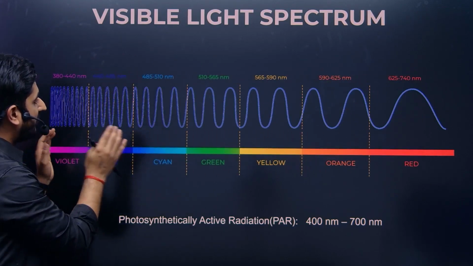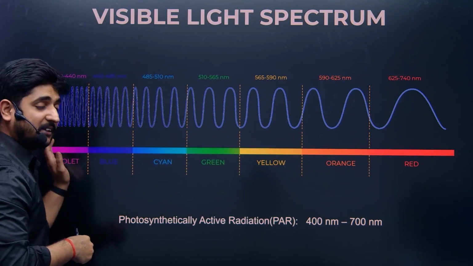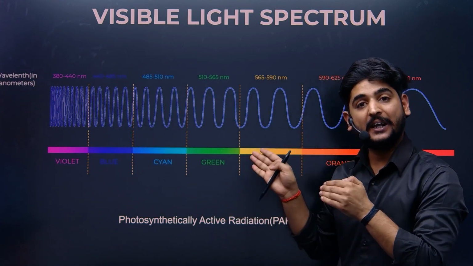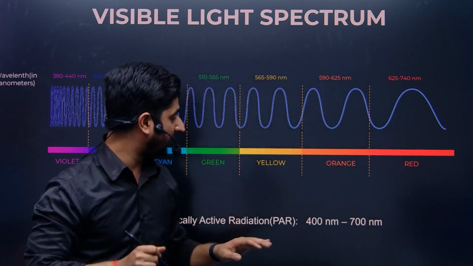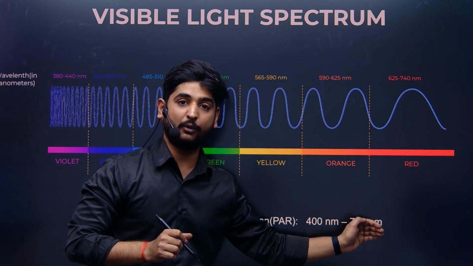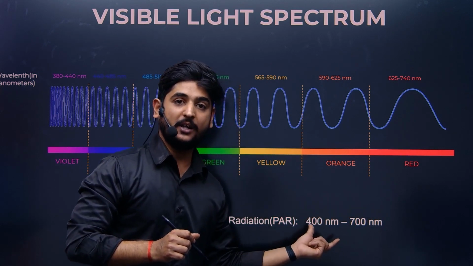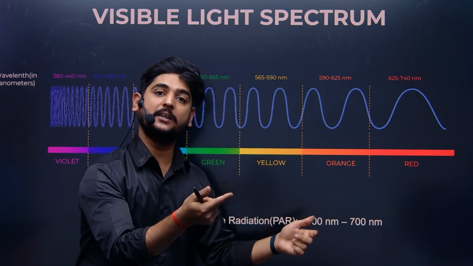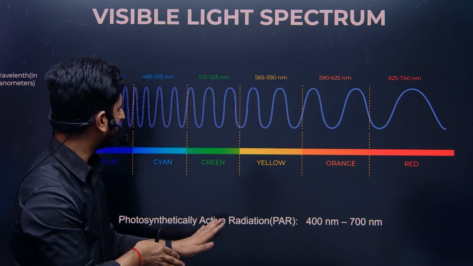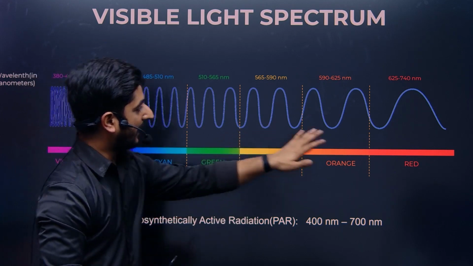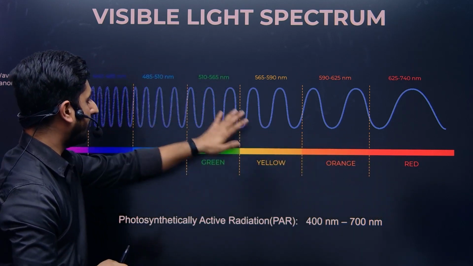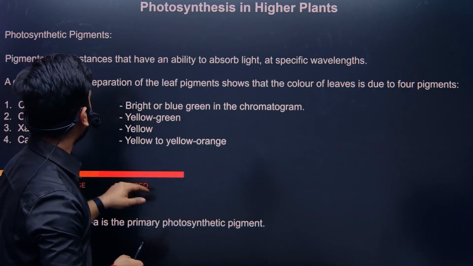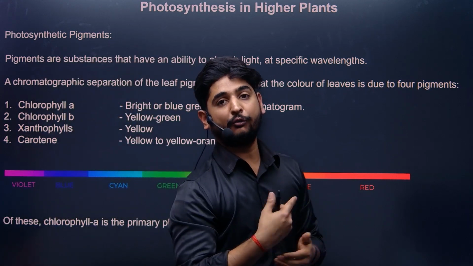So if we are talking about the visible light region, it starts from 400 to 700 nanometers, and specifically photosynthetically active radiation is the radiation falling in the 400 nanometer to 700 nanometer range. The light in this particular range is known as photosynthetically active radiation because it can be utilized for the synthesis of food by the process of photosynthesis. So what we can see here is that red and blue are the two important regions where photosynthesis occurs, as predicted by Engelmann.